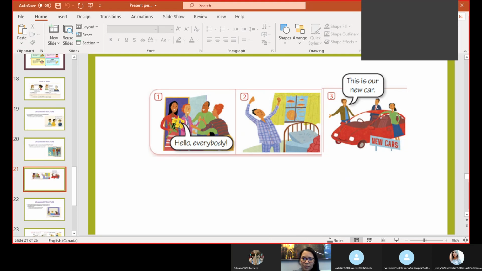I'm sorry, teacher, but I don't understand. You don't understand the third picture? Okay, I don't understand what you say.